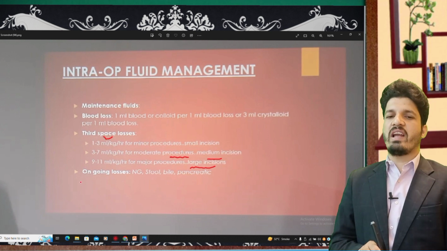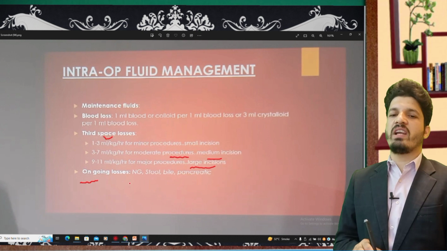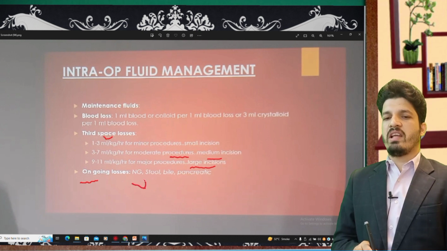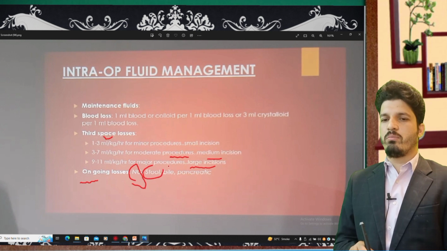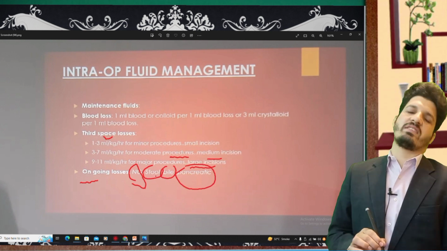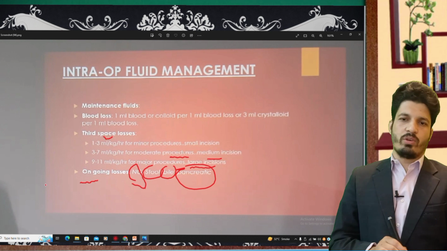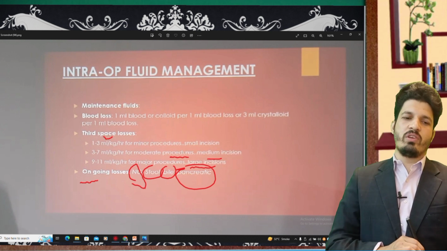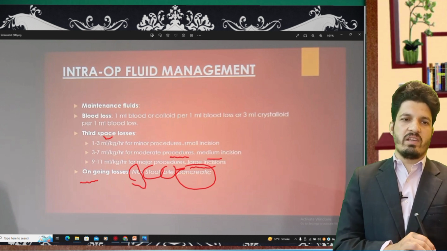And you will also calculate the ongoing losses, like from the NG, stool if he is passing stool, bile, and pancreatic secretions. So in intraoperative fluid management, you will look for these things very consciously.